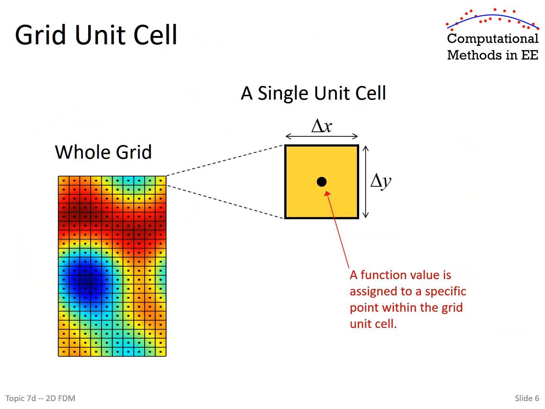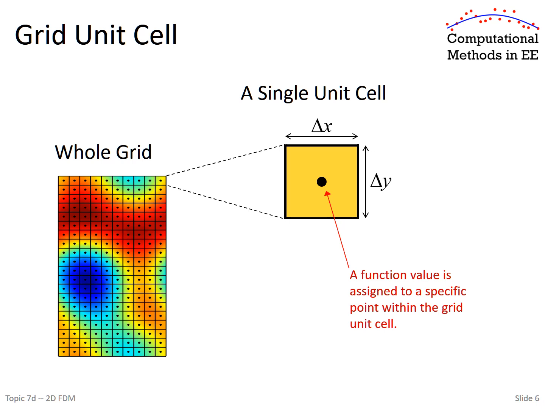So if we look at one cell, it now has not only a delta x, it has a delta y. So it has a width and a height. Even though we're only storing the function value at one point, and in this case in the middle, it's not necessarily that we store the function at the middle.